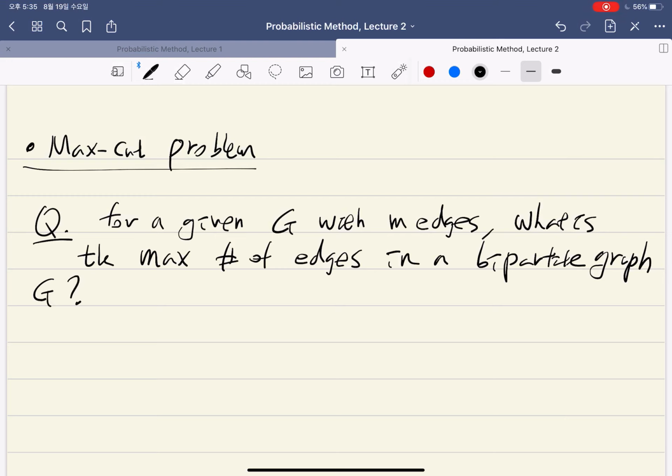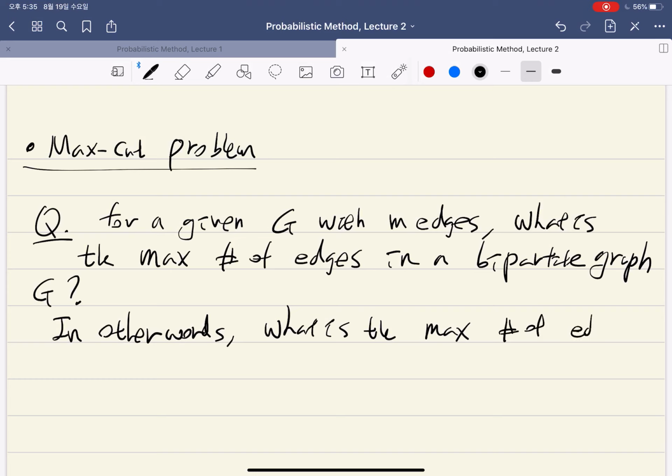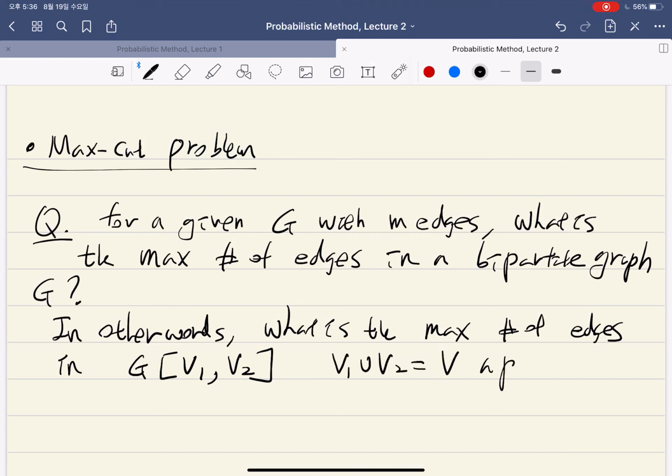So if G itself is bipartite, of course we can have a maximum number m, the same as the number of edges in G. But if it's not bipartite, then how well can we do? Or in other words, what is the maximum number of edges in the induced bipartite graph? We take B1, B2, a partition.